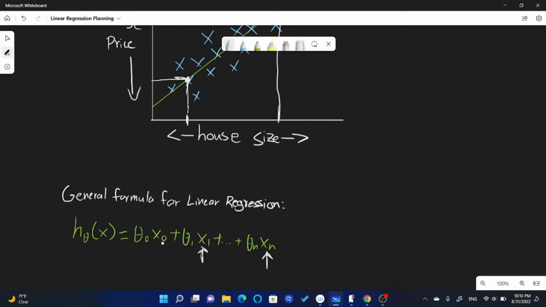So what is theta then? Well, actually, before we get to that, x0 is always 1. So in practice, we don't actually have to write out x0. I'm just writing it to show you, so you can better understand.